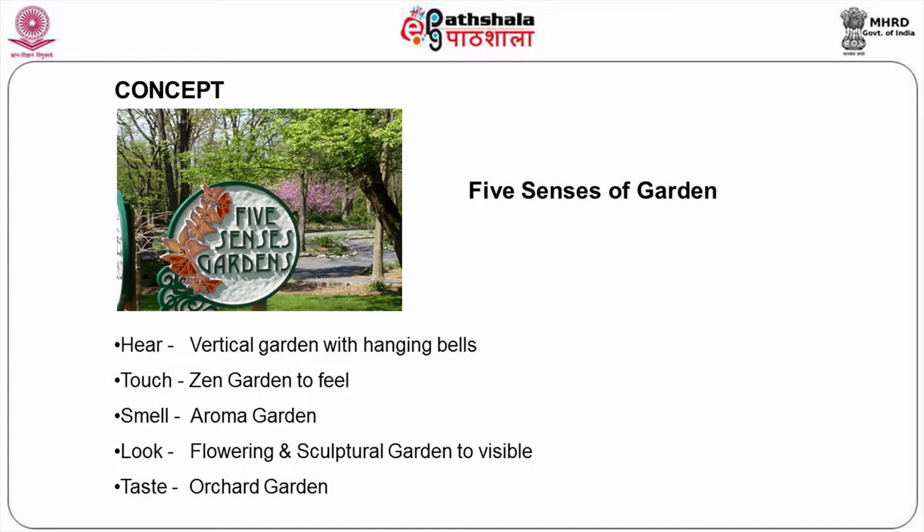Here, a vertical garden with hanging bells. Then you have birds because of the fruits. Touch is normally what we call a Zen garden, to feel. Aroma, smell, is the aroma garden. Visual is a flowering and sculpture garden. Taste again goes to your orchards. You have fruits. So these are the 5 different gardens we have created in this particular factory environment.